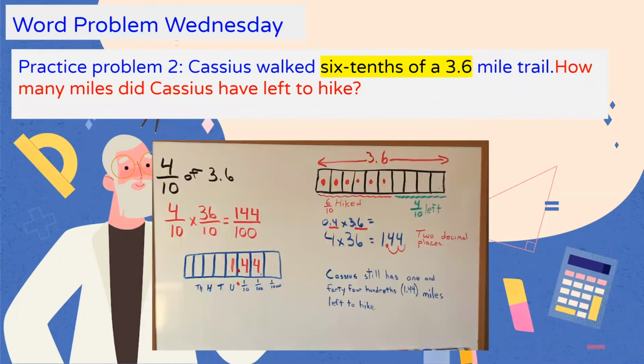Problem 2, similar to the first problem. Cassius walked 6/10 of a 3.6 mile trail. Now the question is, how many miles did Cassius have left to hike? A little bit different than the first problem, right? First problem wanted to know how many we put in there. This time we're going to ask how much is left. But we can still do it in a couple of different ways.